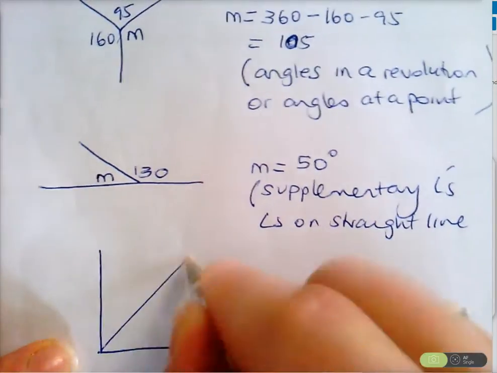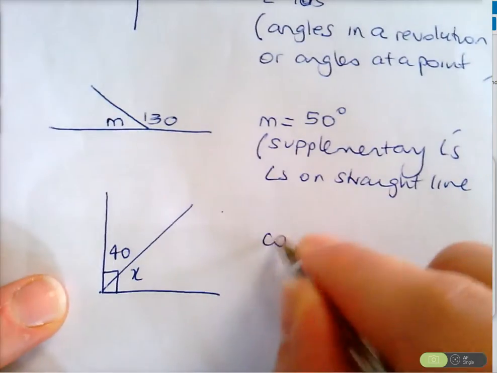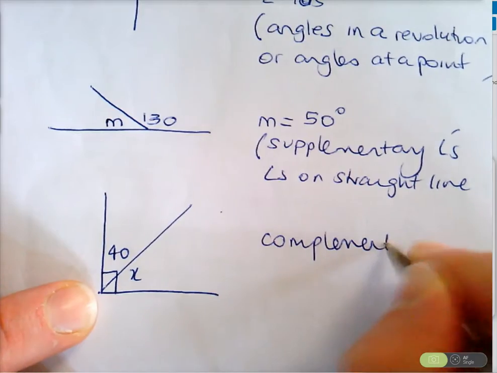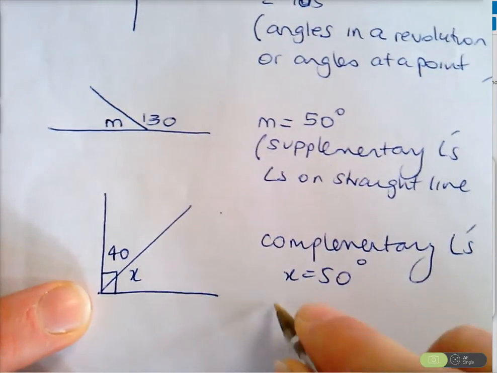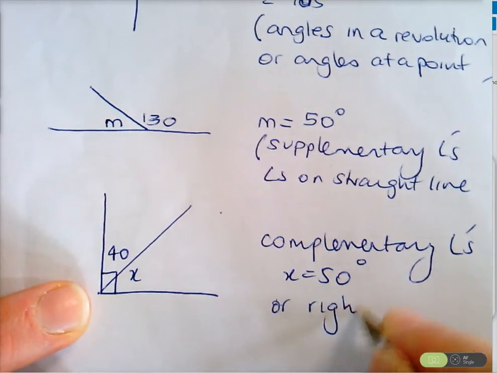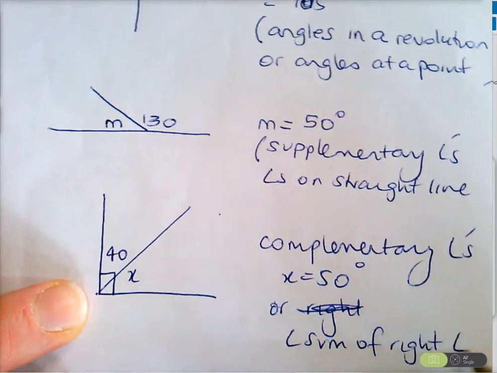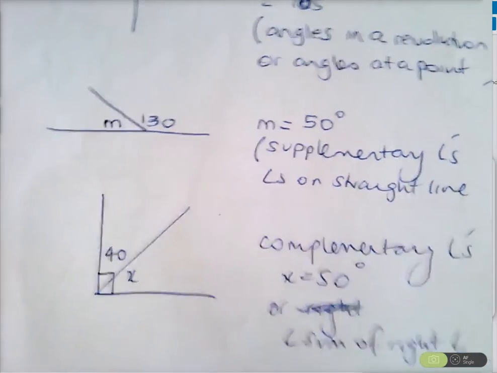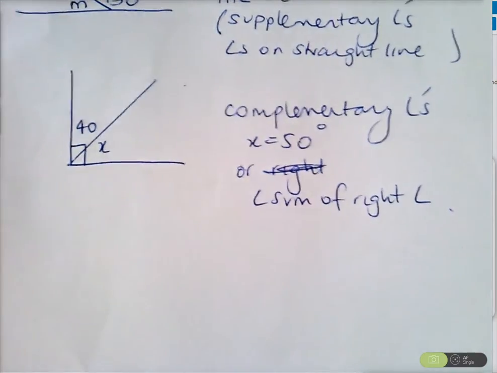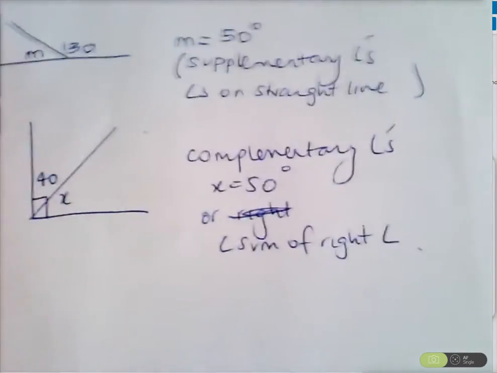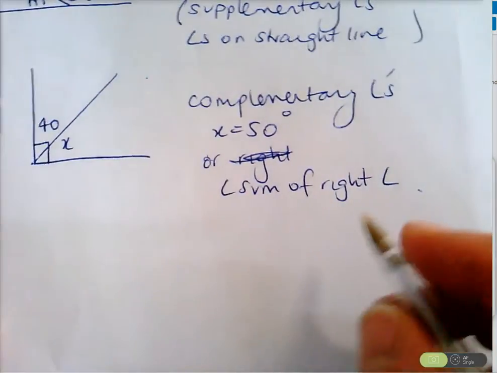This one here. Girls. Complementary. Complementary angles. What does x equal? 90 minus 40. X is 50. Or right angles. Angles sum of right angle. Girls. Okay, so we've got those. So we've got adjacent, vertically opposite, angles in a revolution, angles on a straight line or supplementary, complementary angles or angle sum of right angle.